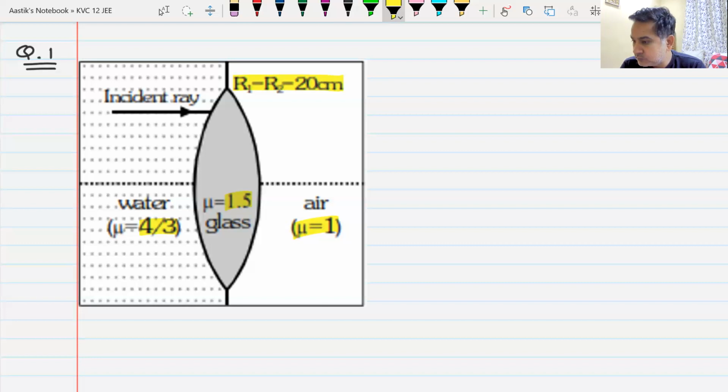Sir, plus 30 centimeters, sir. 30 centimeters. That is correct. Did you solve it? Good. 30 centimeters is correct. Well done. Let me give other students time as well. 1 minute for you to solve it.